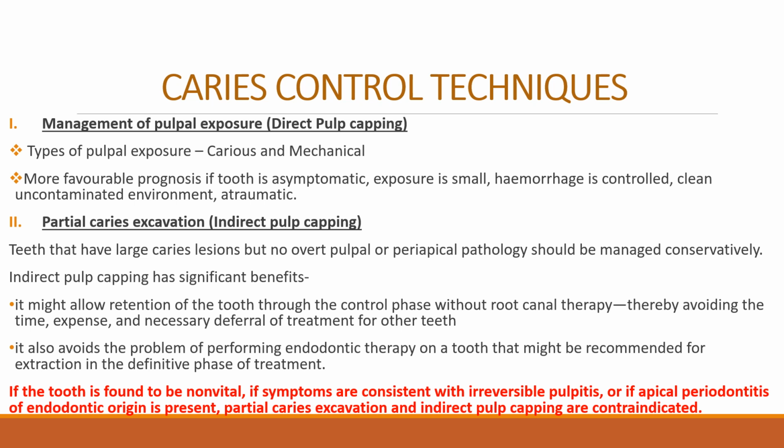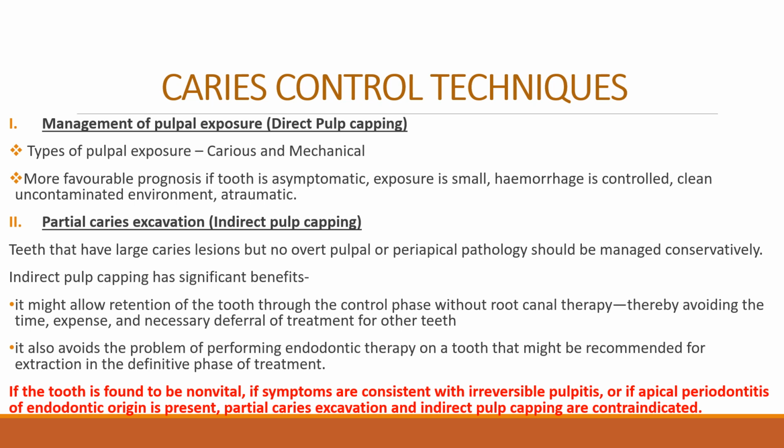Second, coming on to partial caries excavation and indirect pulp capping. It is done for teeth that have large carious lesions but no overt pulpal or periapical pathology. So partial caries excavation or indirect pulp capping are conservative ways of managing such teeth. It has significant benefits, that is, it allows for retention of the tooth through the control phase without root canal therapy, because as soon as the infection goes into the pulp or we start a root canal therapy, the prices of the treatment are exorbitant.